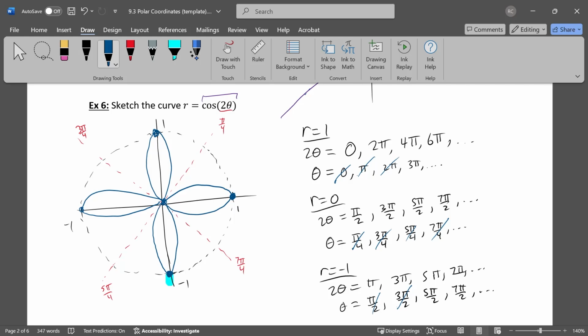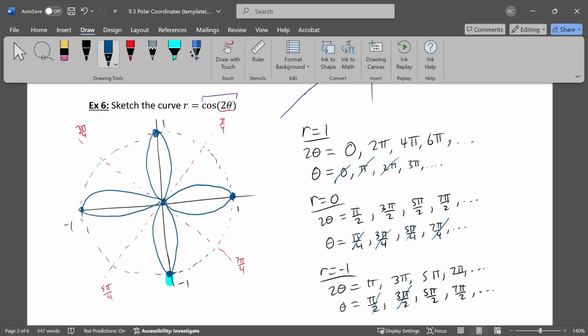And now it should be clear that since you ended at the same point you started, as we go through these angles, we're going to rotate through the same exact pattern. So we don't have to draw anything else there. We've drawn the whole picture. So we often call this a four-leafed rose, would be the typical name for it.